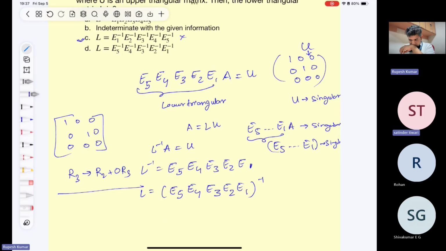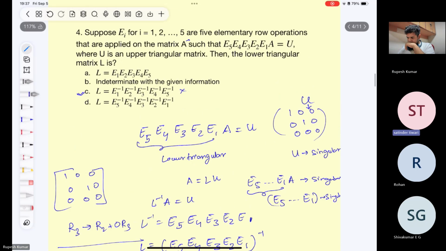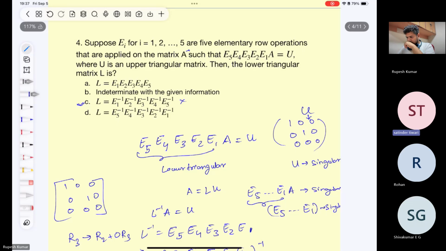So first of all we are going to take the inverse of E5. So we have got E5 inverse. Now we take the E4 inverse. So one by one, instead of taking all together, I think we can come to that form. Yeah, right. That's right.